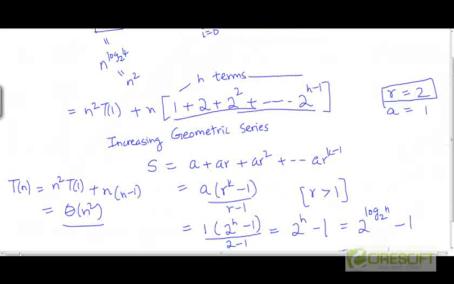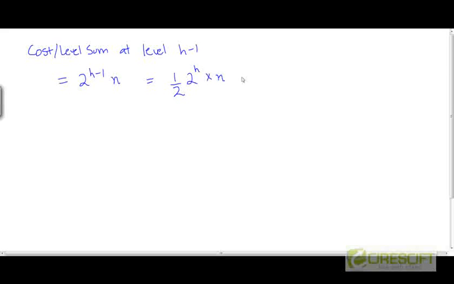What's that equal to? So the cost, or the level sum at level h minus 1, is 2 to the power h minus 1 times n. This is nothing but half of 2 to the power h times n. Now 2 to the power h is n because h is log of n base 2. So 2 to the power h is nothing but n, and so this is nothing but n square by 2. The level sum at level h minus 1 is n square by 2.